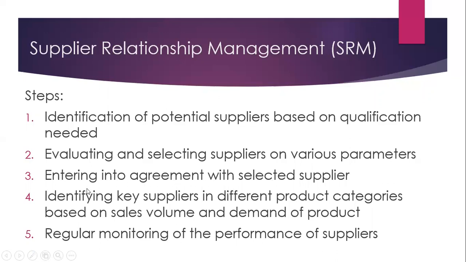Then we identify key suppliers in different product categories based on sales volume and demand of products. So we have various product categories and we need various components. So we have more than one supplier. Then we regularly monitor the performance of suppliers. So this is about supplier relationship management.